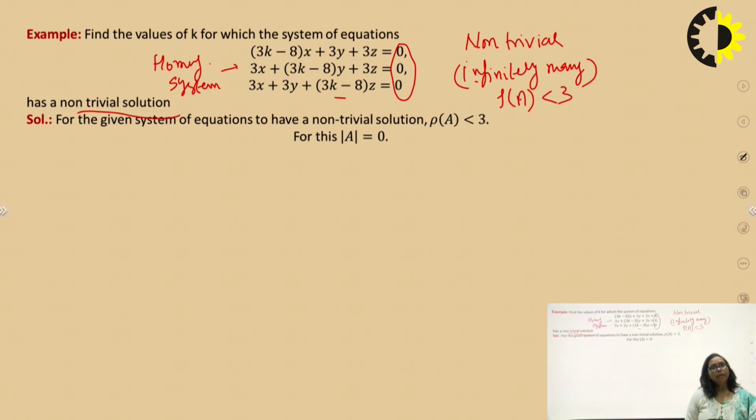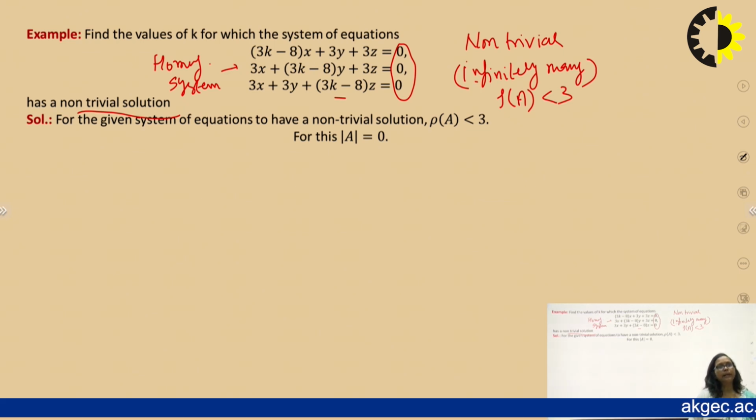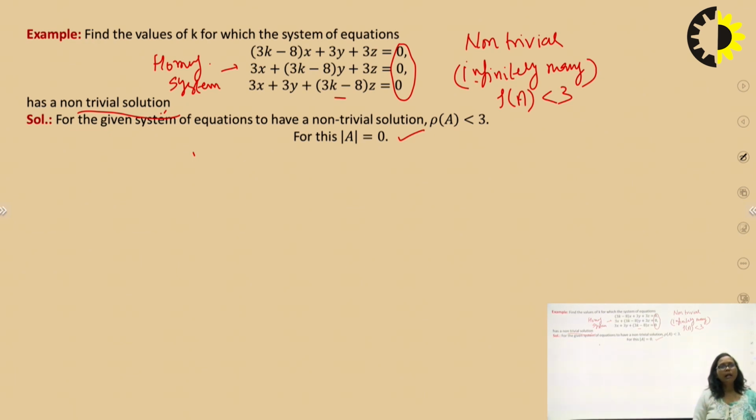And what is the meaning of the rank being less than 3? If you think about the minor method, the rank is less than 3 means the 3 by 3 order minor must be equal to 0. So for this we take the determinant of the 3 by 3 matrix A equal to 0. We start with this in these types of questions where you are provided with some unknown values and told that the system has a trivial or non-trivial solution. In most cases you start with the minor method, taking the determinant of A equal to 0.